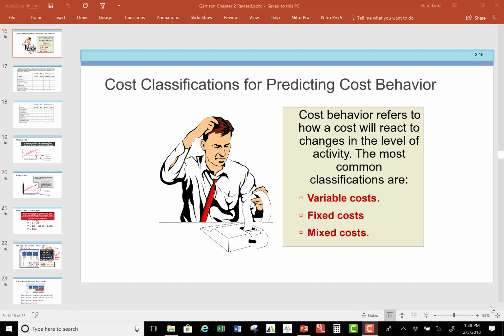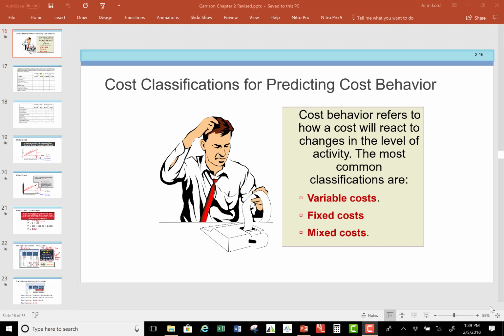For example, our CEO's salary is probably indirect. Our advertising is probably indirect. But if we have, say, sales commissions, well, that can be direct because you pay a percentage of whatever the sales price is to your salesperson, right? So sales commissions can be direct as well.